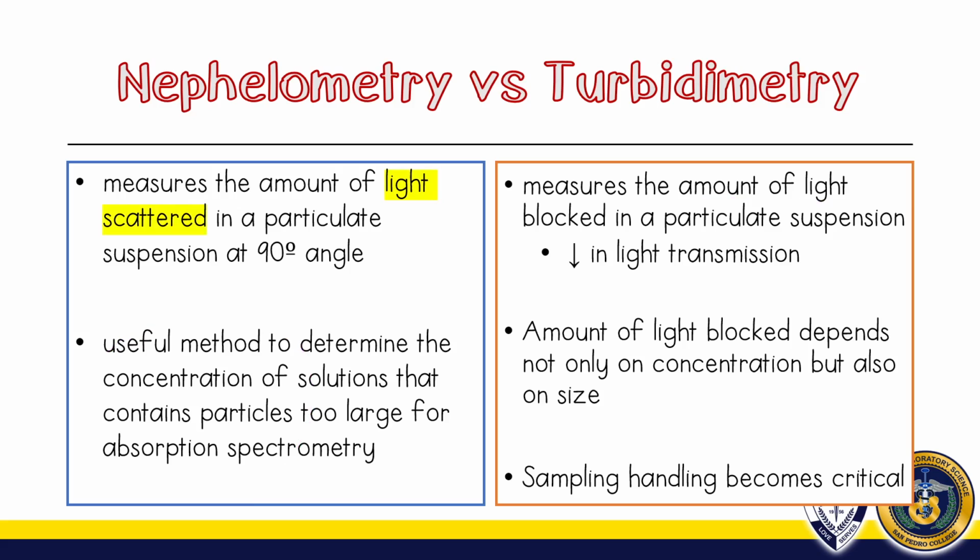So again, just to emphasize, nephelometry is light scattered at a 90-degree angle. And for turbidimetry, that is light blocked. So let me just explain further the difference between turbidimetry and nephelometry. Now, again, both involve large particles. The difference between your turbidimetry and your nephelometry is that in turbidimetry, though the particles are large, the scattering is very extensive.